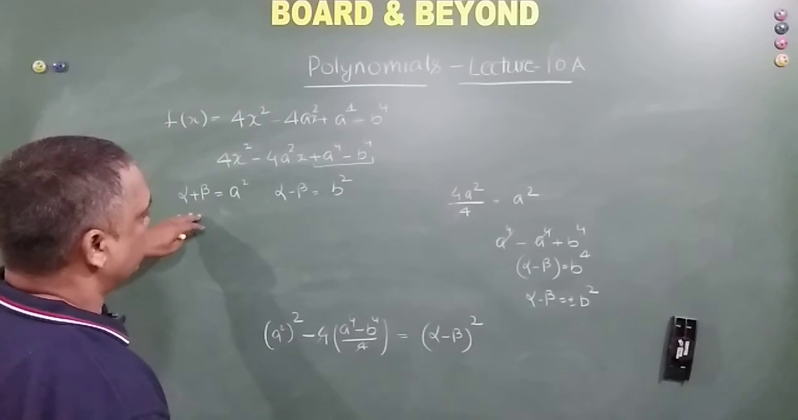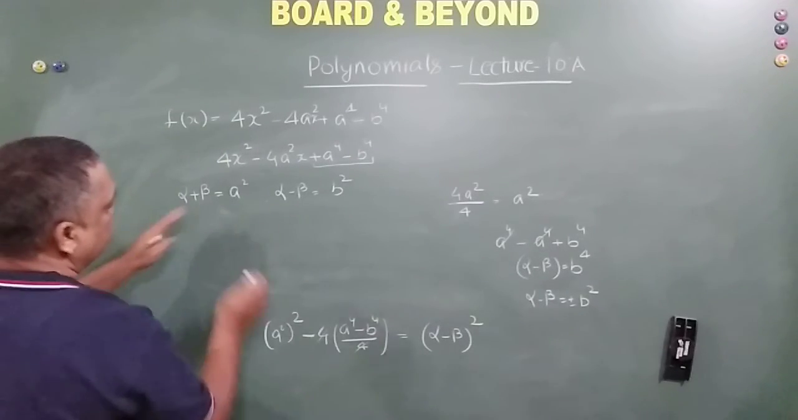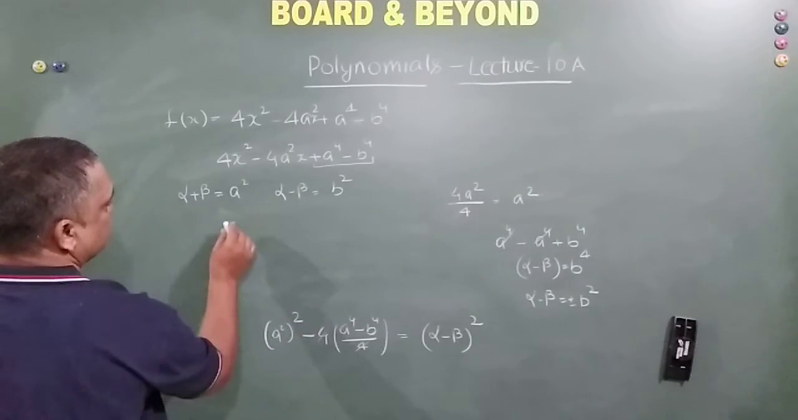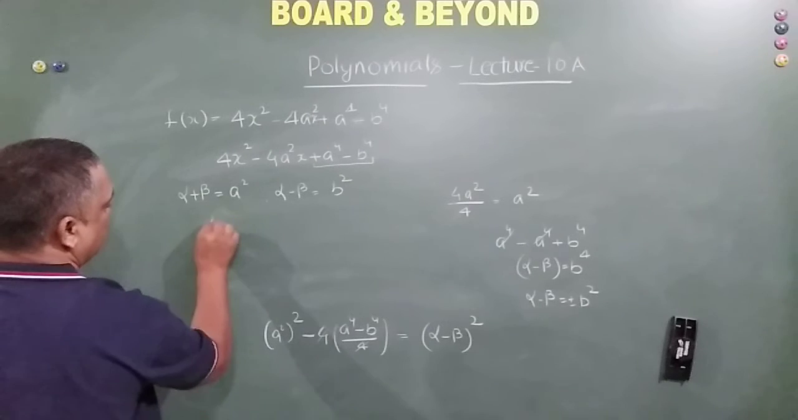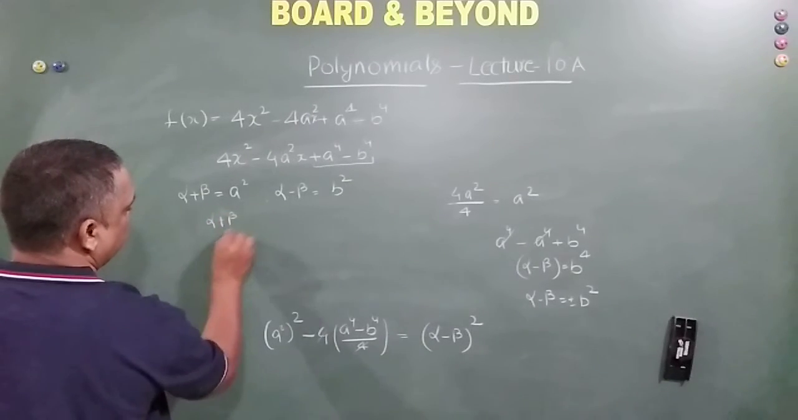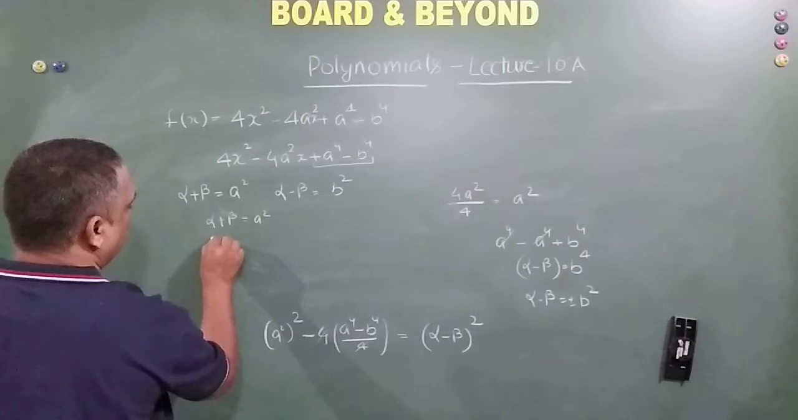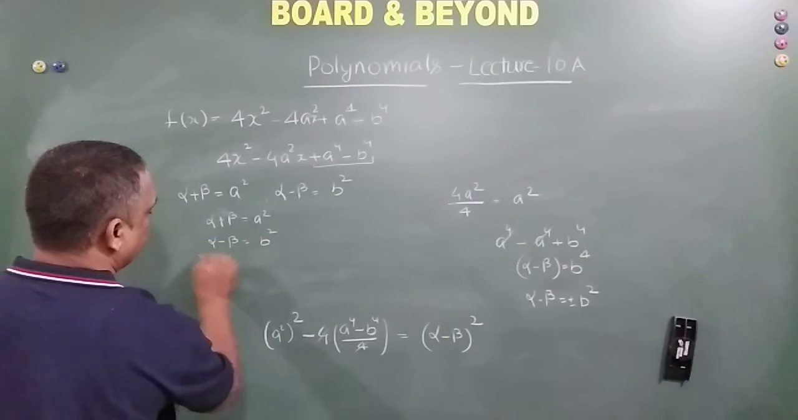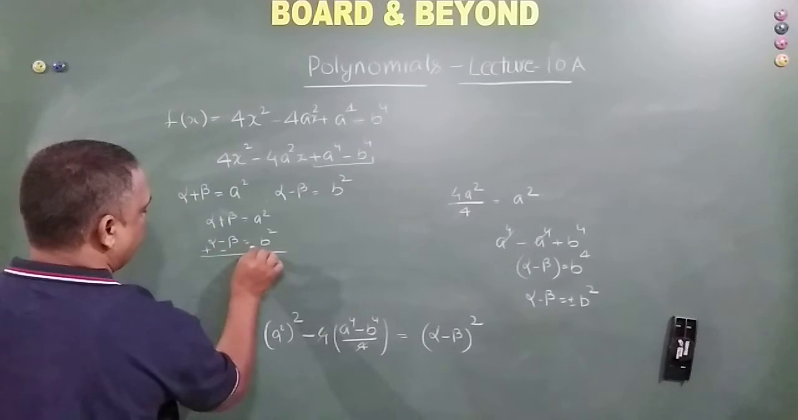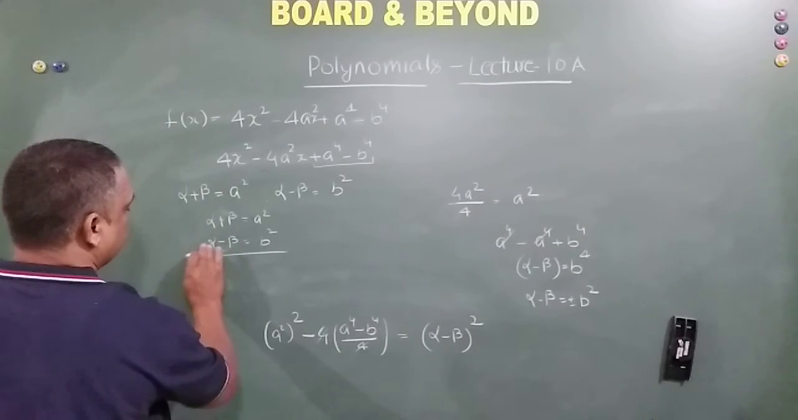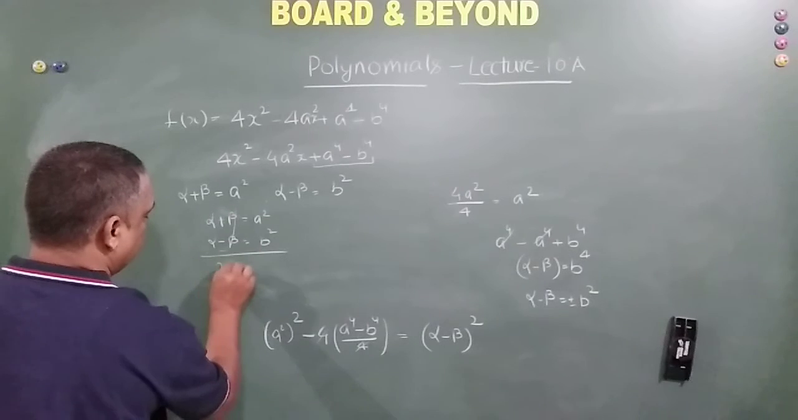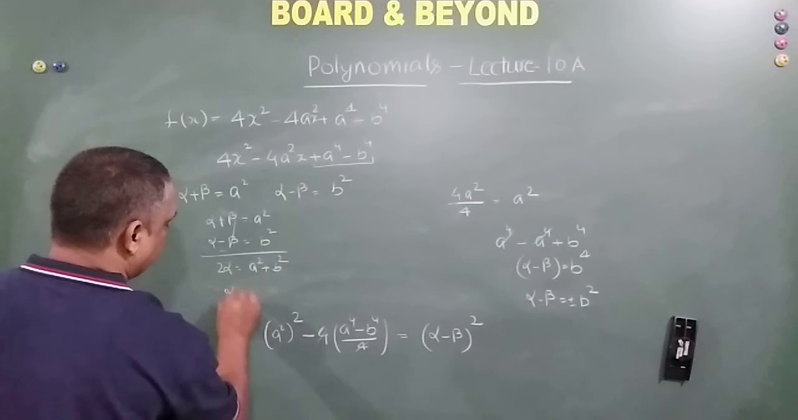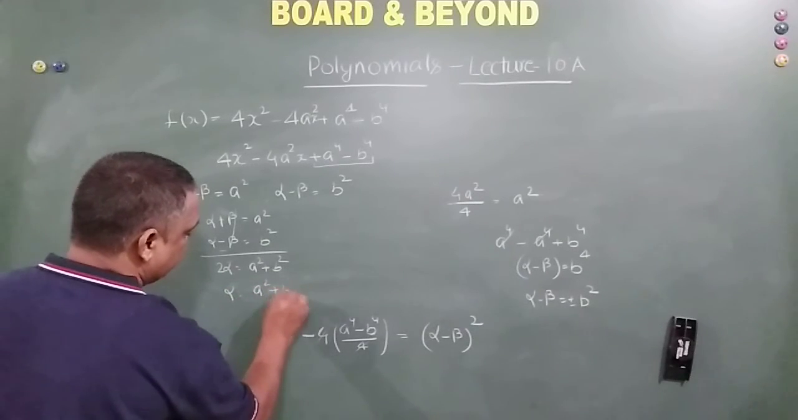So yeah, we are expected to find out the roots. So what happens? Let's see. We have got two equations. Let us say we add them. Alpha plus beta is equal to a square, and alpha minus beta is equal to b square. Let's say we add this. So this cancels. 2 alpha is equal to a square plus b square. So alpha is equal to a square plus b square by 2.